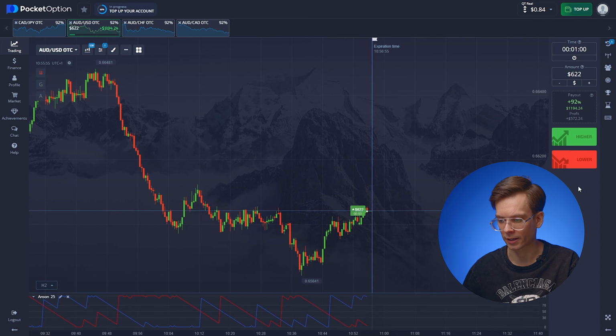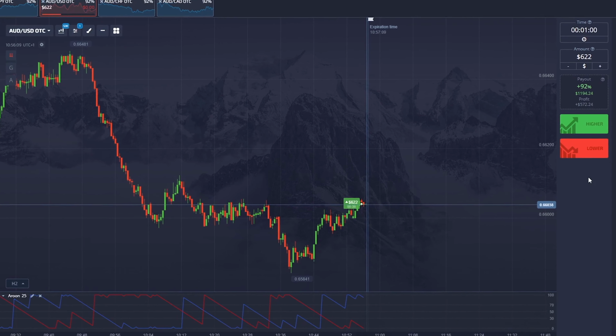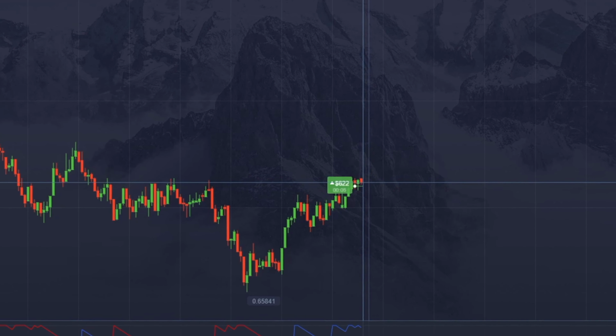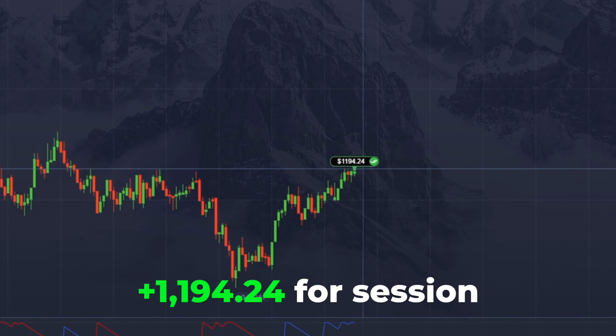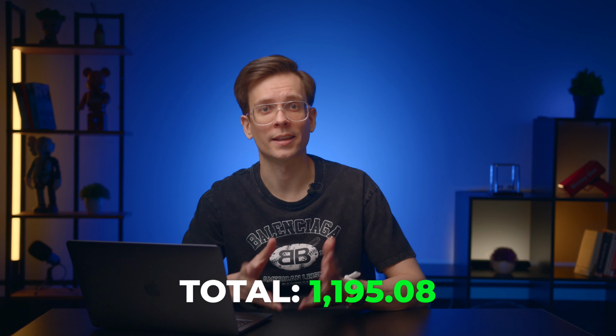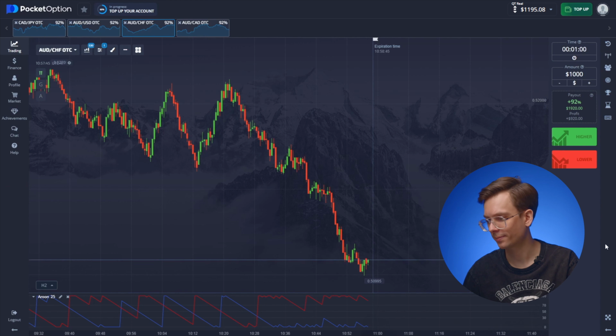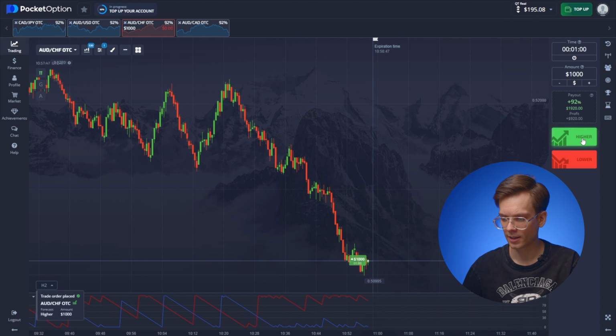Just need to check. And Arun proves reliable once again, so the analysis was correct and I increased my deposit. Let's move on. Now Aussie and Franc, and the maximum possible investment is 1,000. Going long. An interesting situation has formed here.